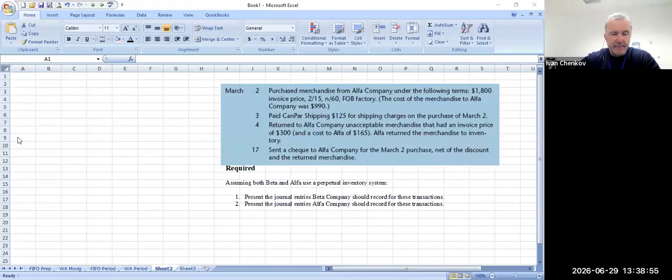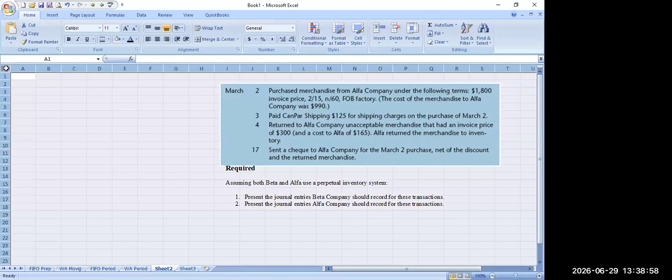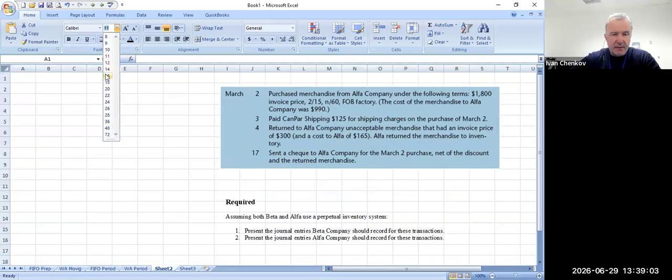We have to show the records of those transactions from both sides of the companies as a purchaser and as a seller. So let's go with this. Let me share my screen. Okay, can you guys see my screen? Let's make it bigger a little bit.